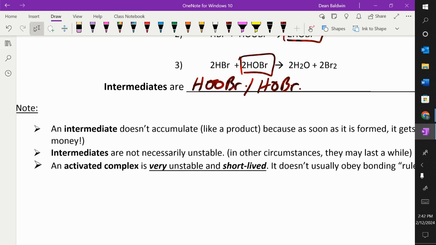Okay? All right? They're different than the activated complex. The activated complex is unstable and short-lived. Intermediates form. They're stable molecules, but they get used up in the next step because the reaction is speeding along. Okay?